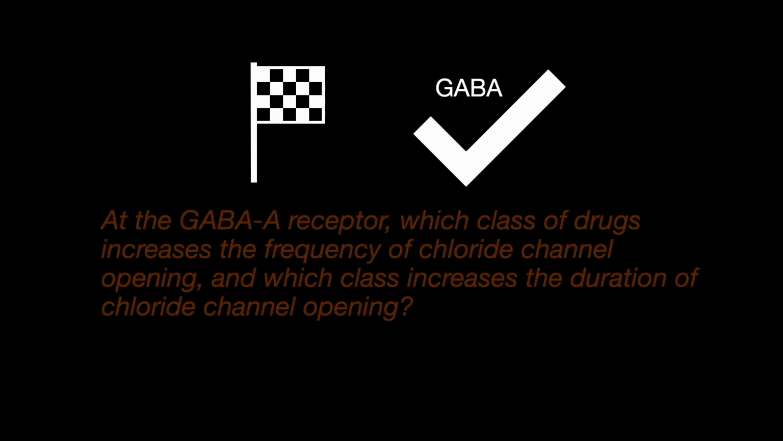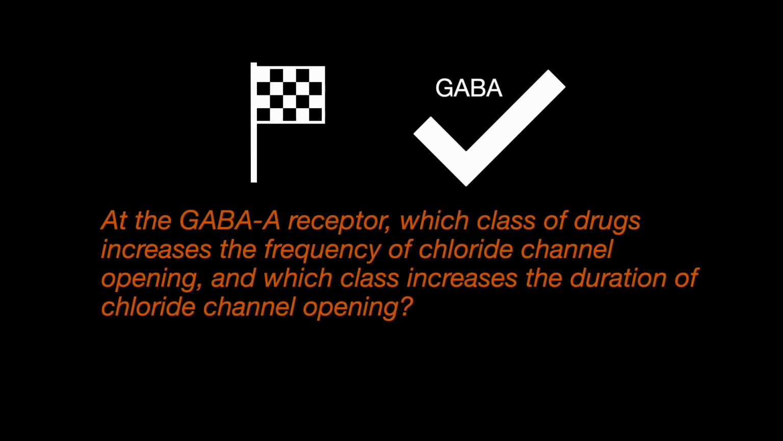Now that you have mastered the core functions of GABA receptors, it's time for today's high-yield challenge. If you are ready, here comes today's question. At the GABA-A receptor, which class of drugs increases the frequency of chloride channel opening and which class increases the duration of chloride channel opening?